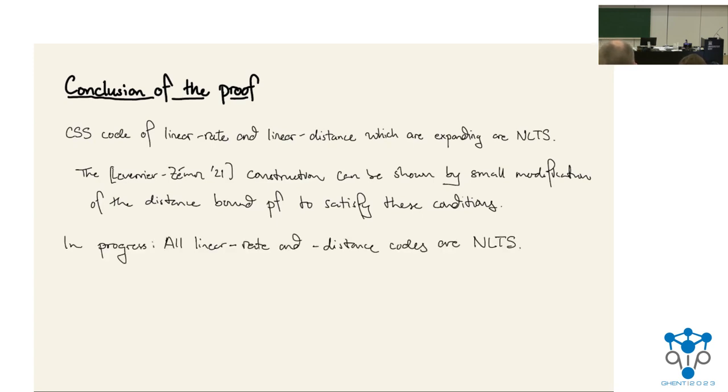But let me say that in progress right now, we're actually showing that this expansion is inherent in all linear rate and distance codes. So it's not something you have to assume. It's actually just implied by having linear rate and distance. That's a fascinating goal. So hopefully we'll be able to say that NLTS is a more general property than something about a specific construction.